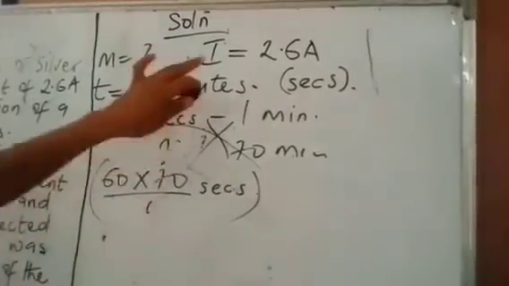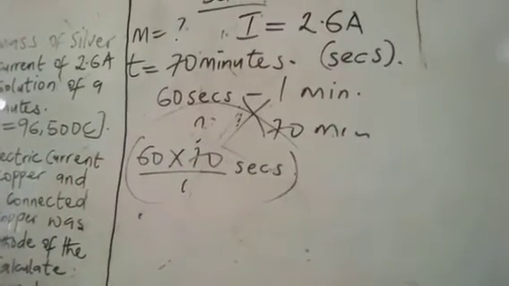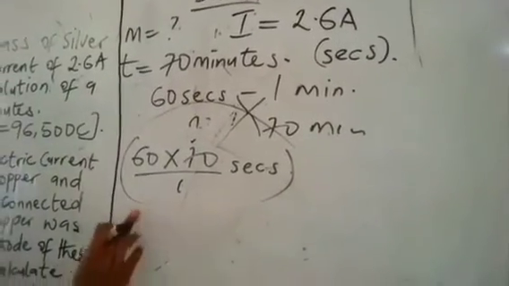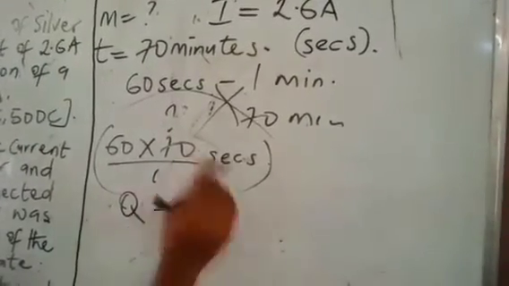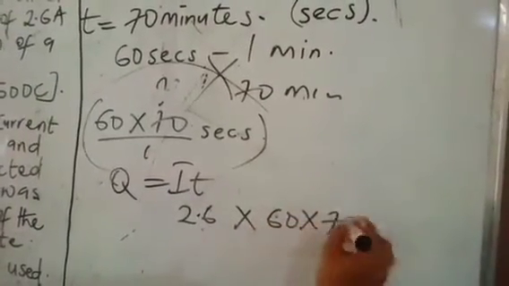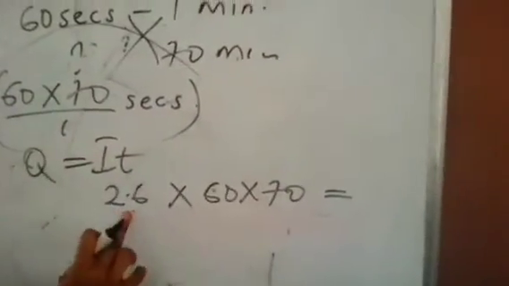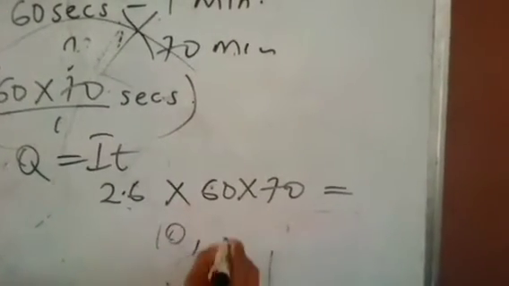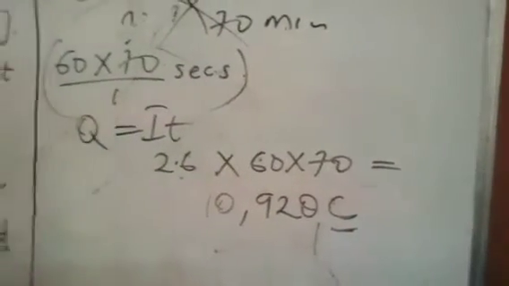So with this value, we can definitely get the quantity of electricity. We are given our I, that's the current, and we have the time. So we can definitely determine the quantity of electricity that was passed. Q is equal to IT. So our Q, that's the quantity of electricity, is 2.6 times 60 times 70. So we have a simple value of 10,920 coulombs. Remember, coulomb is for the quantity of electricity used.